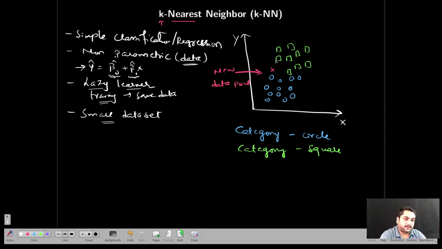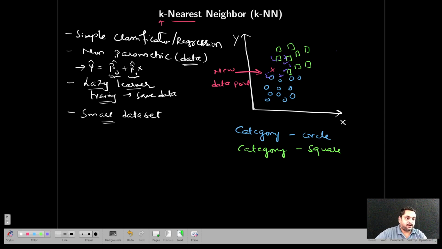I will find the 5 nearest neighbors to this X. Assume this is one of them, this is one, this is one. So let us say 5: 1, 2, 3, 4, and 5. I found 5 neighbors for this. How will you classify now? You take the majority. Which one has the majority? Square has the majority compared to circles.